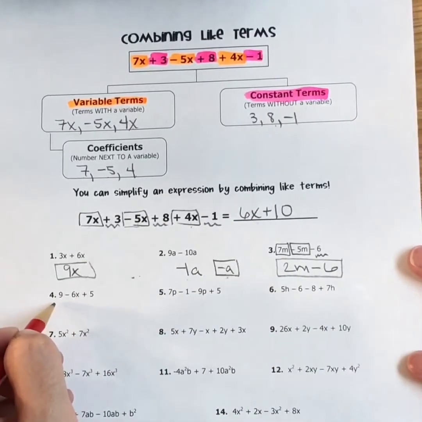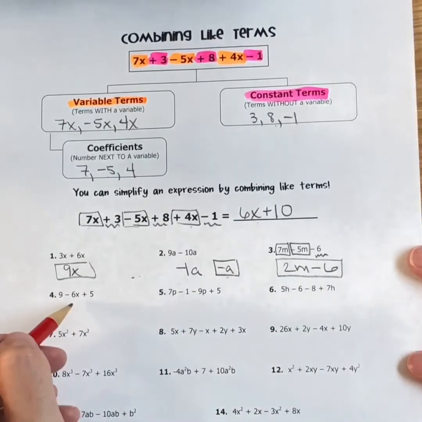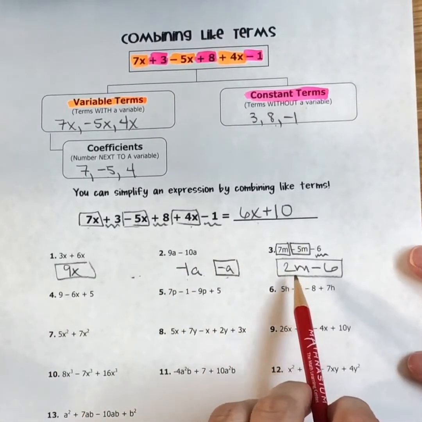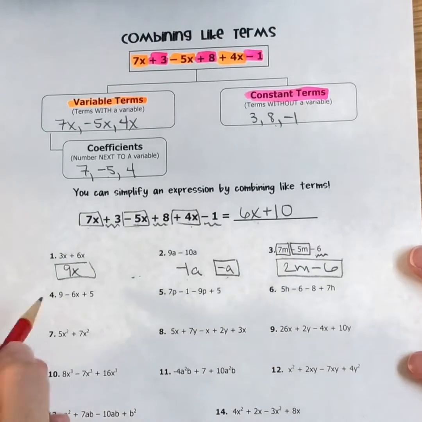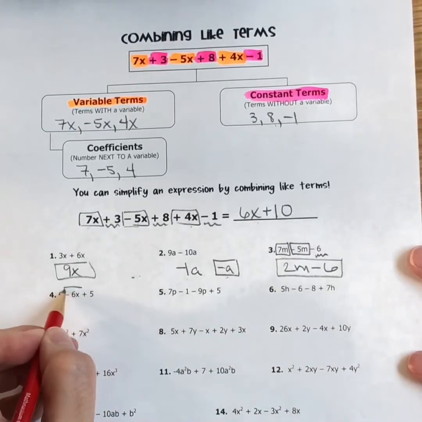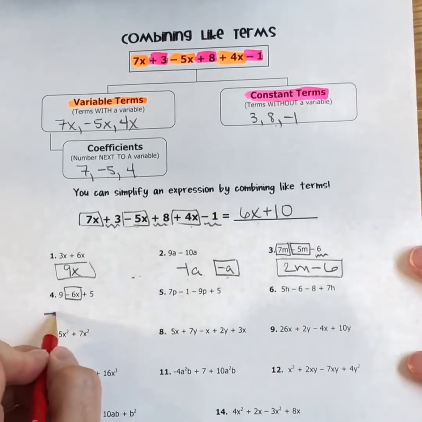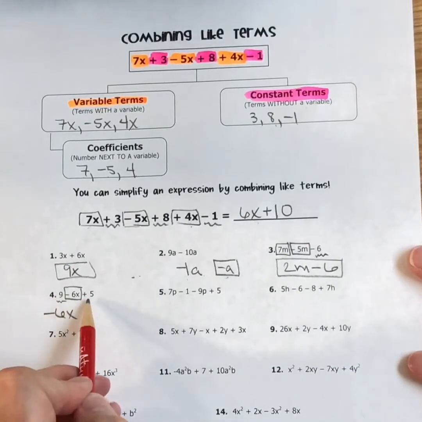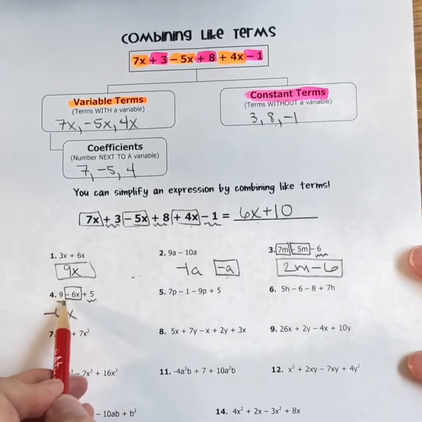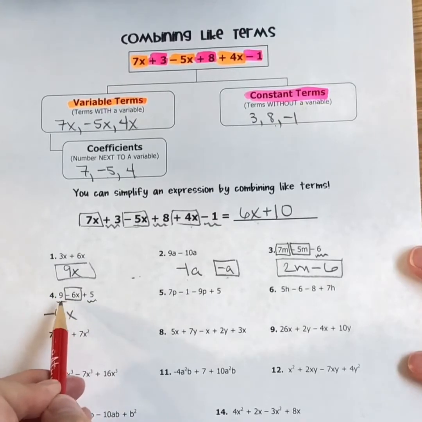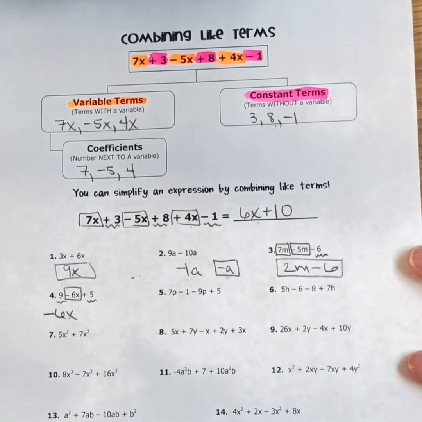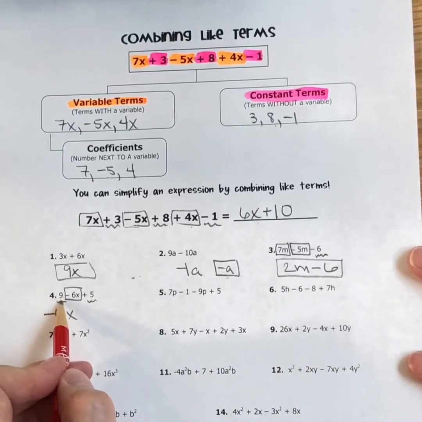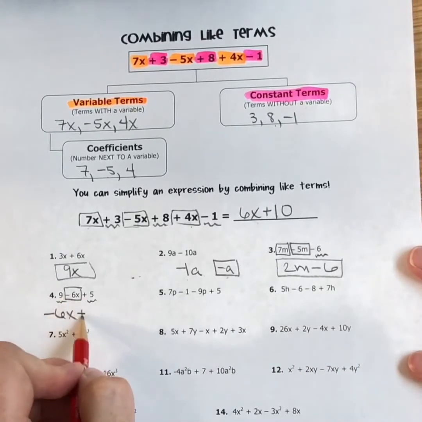Like in number 4, now this is a good example to remind us that variable terms have priority, so they get to go first. So if you notice, there's only one variable term in number 4, so the negative 6x has to come first. And so I would add 9 and 5. And just like there's no sign in front of the 9, we know it's positive, because if it was negative, we'd have a negative sign in front. But if we combine 9 plus 5, we know that's 14.